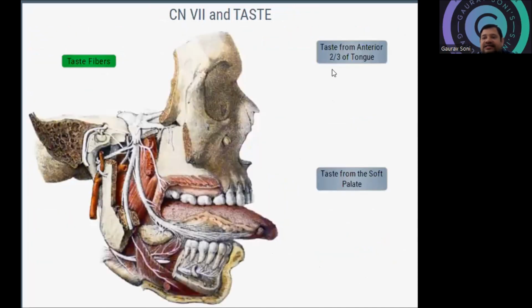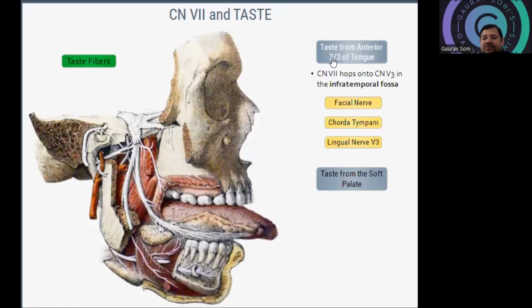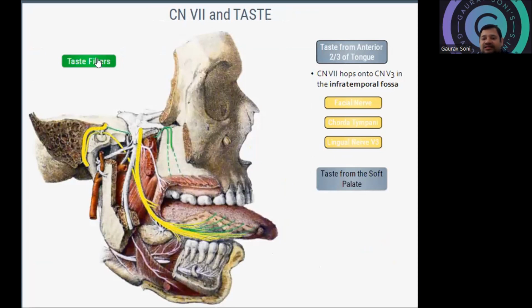Now, the anterior two-thirds, you can see this part. It hooks onto cranial nerve V3. We have seen the lingual nerve previously in the infratemporal fossa. So the facial nerve, chorda tympani, and lingual nerve V3. Like this, the taste fibers are going to be seen. You can see these are the taste fibers.